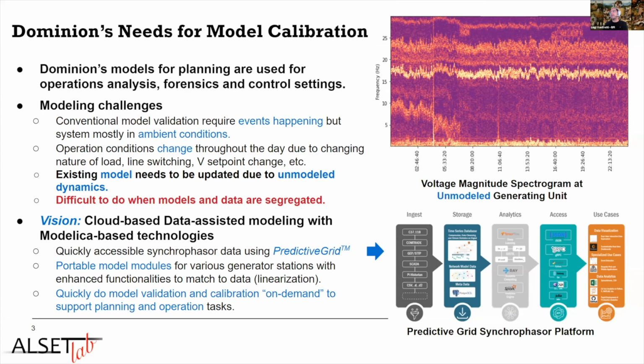Now, instead of building the entire power grid model, what we want to do is to basically create units for each of the power stations, or even each of the generators, so that we can modularly calibrate and do analysis for each of them. And this can help us do model validation and calibration on demand to support different tasks.